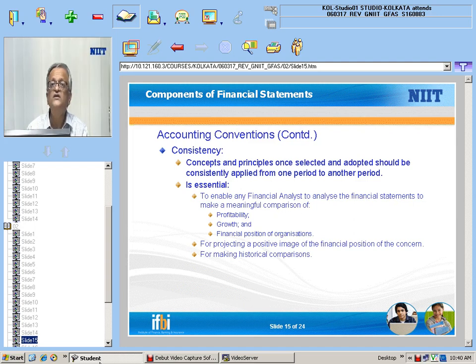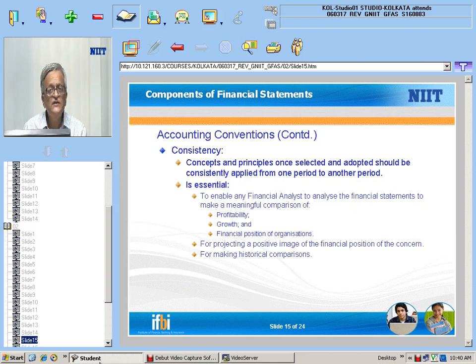Hence, what is essential is that once an accounting policy has been chosen by an entity, the same accounting policy has to be consistently followed from one accounting period to the next. Why? Because comparison will be possible. If comparison is possible, you will be able to find out how profitable is the company, what is the growth of the company, and what is the financial position of the company. So that's the reason why consistency is very important.